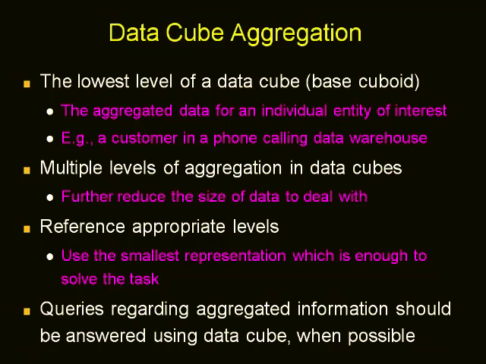The lowest level of data cube is called base cuboid. The highest level of cuboid is called apex cuboid. So in each data cube, we can have multiple levels of aggregation to reduce the size of the data further. For example, a customer in a phone calling data warehouse.